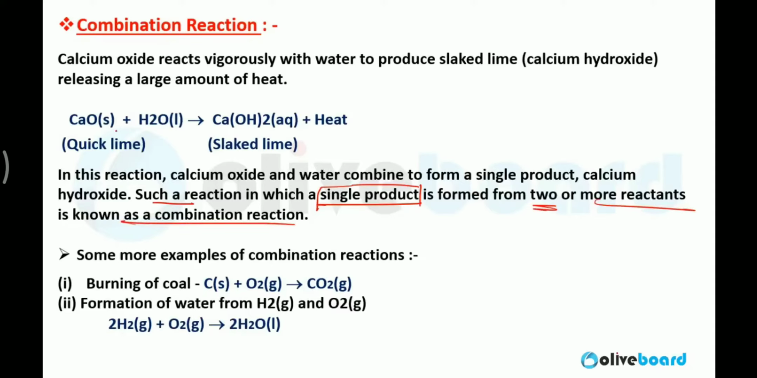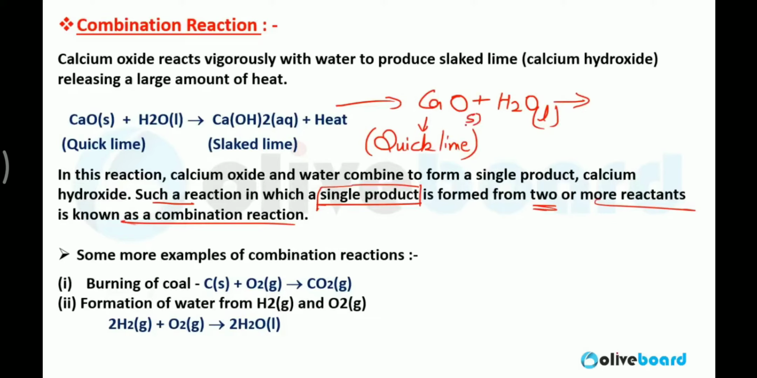Here you can see what we are doing. We are adding water to calcium oxide. And what is the common name of calcium oxide? It is quicklime. When we add water in liquid state, bracket L, to calcium oxide, quicklime, in solid state, what will happen? Slaked lime, Ca(OH)2, calcium hydroxide will form, and the common name of calcium hydroxide is slaked lime.